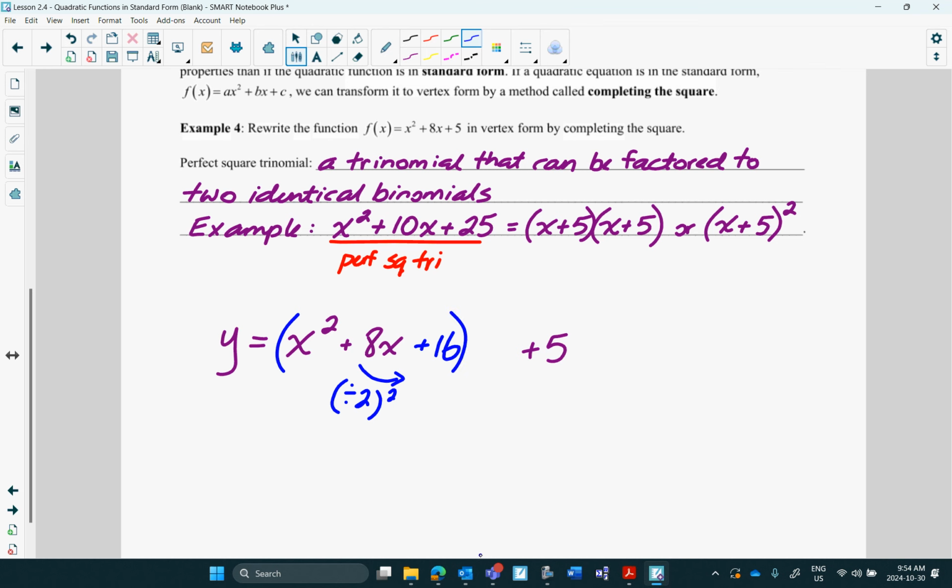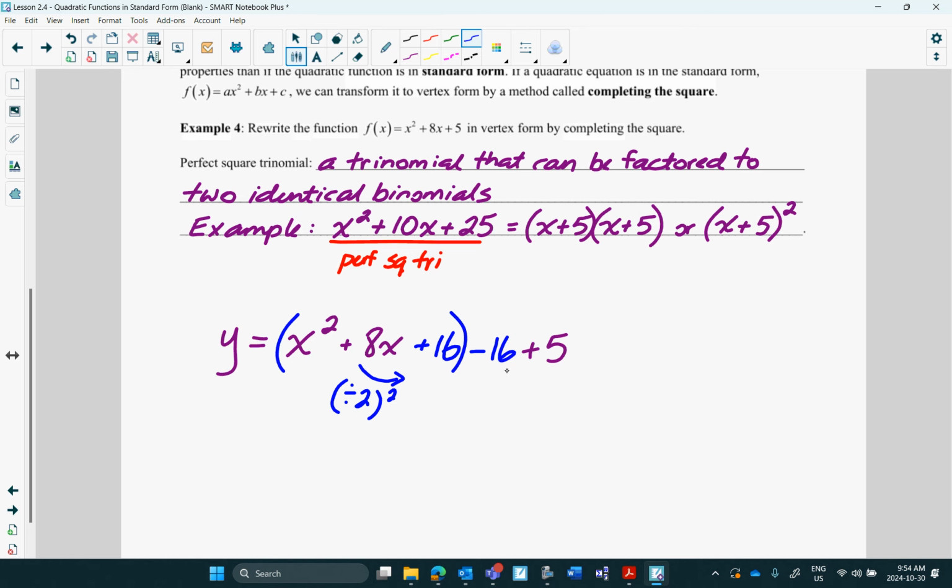But I changed the expression, didn't I? I added 16 to it, so I created a new expression. How would I balance that out? If I add 16, what else would I do to cancel them out? Subtract 16. I've added 16 and subtracted 16, but in effect I've added nothing. It's just that I need the 16 to do the factoring. So whatever number we add to make the perfect square trinomial, we've got to subtract that same number.